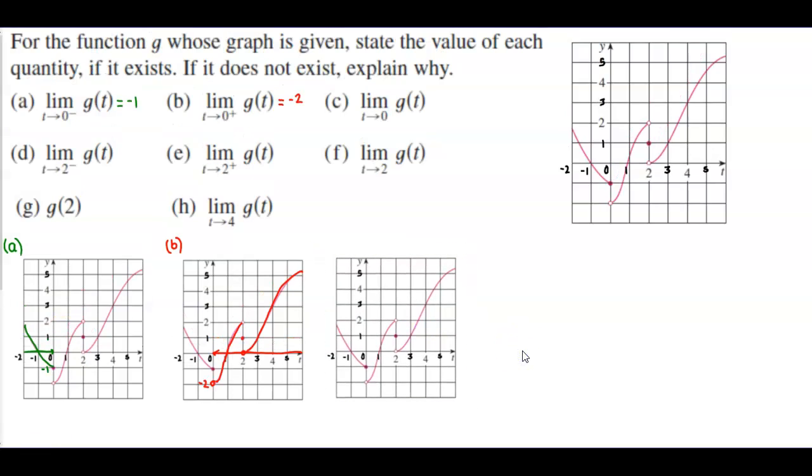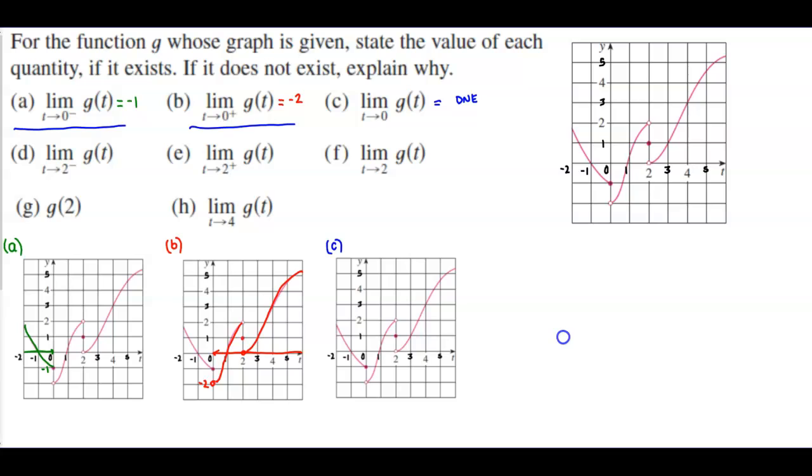Okay, let's take a look at part C. Part C says the limit as t approaches 0 of g of t. Well, we can just look at part A and part B, because as t approaches 0 from the left, it's equal to -1. As it approaches 0 from the right, it's equal to -2, and those aren't equal. So therefore, this does not exist.